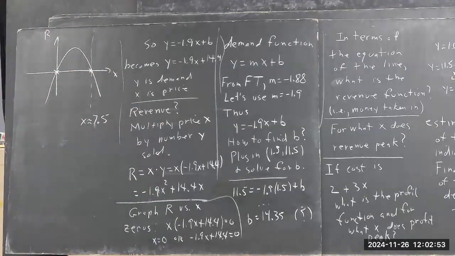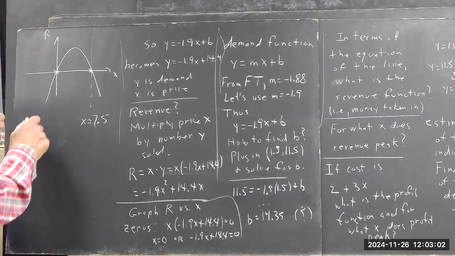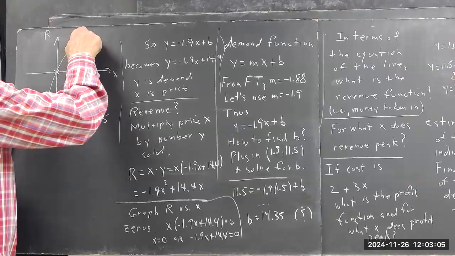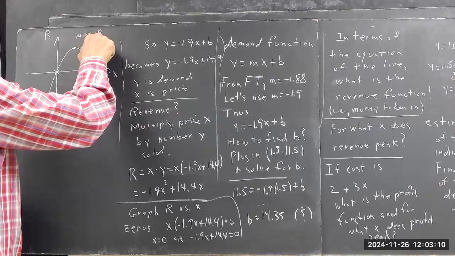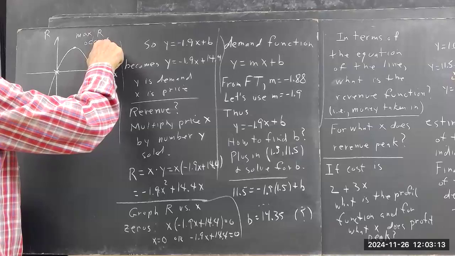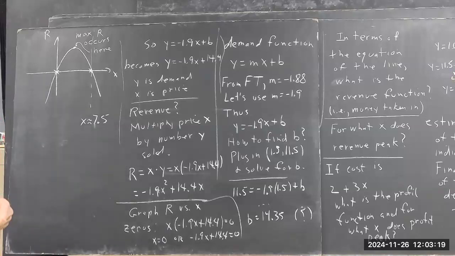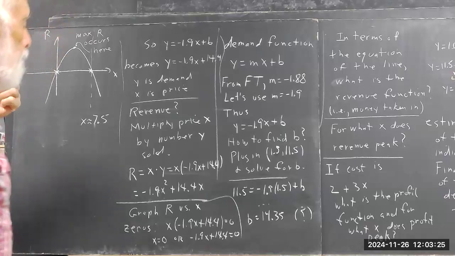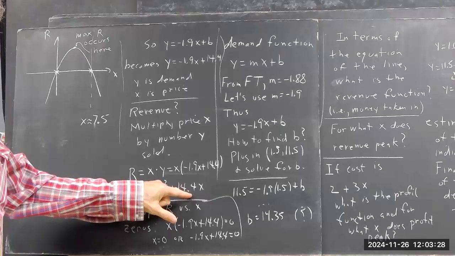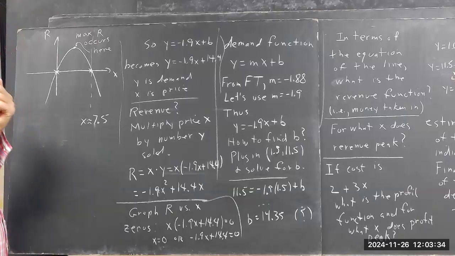Now, where is the maximum profit? Or, I'm sorry, the maximum revenue. Well, the revenue is this coordinate. Maximum revenue is going to occur here. How are you going to find the maximum revenue? Well, if you knew the x value for the maximum revenue, you could plug it in here and find the value of R.